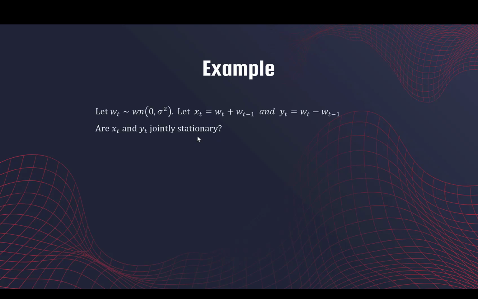So here is an example. Wt is white noise. Xt is Wt plus Wt minus 1, and Yt is the difference between the two terms. The question is, are Xt and Yt jointly stationary?